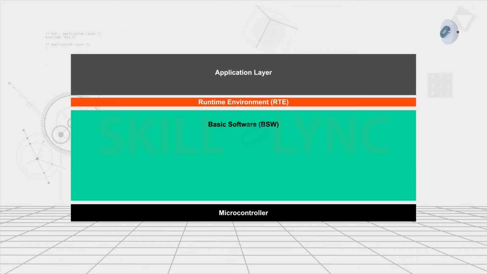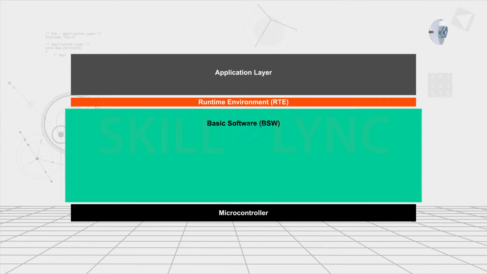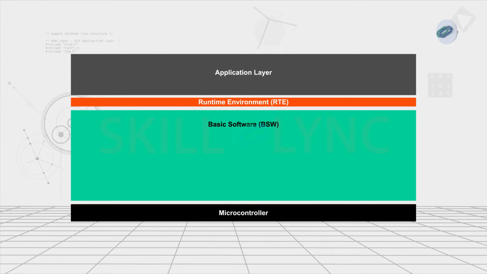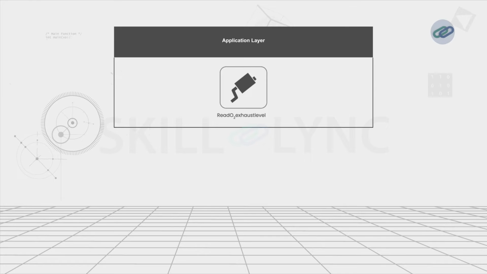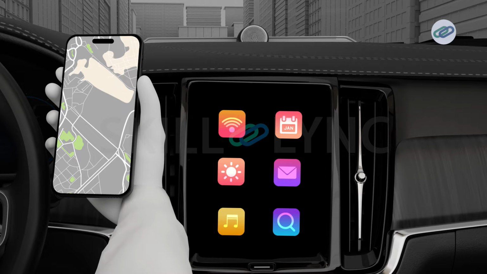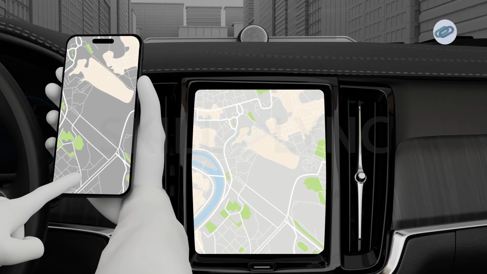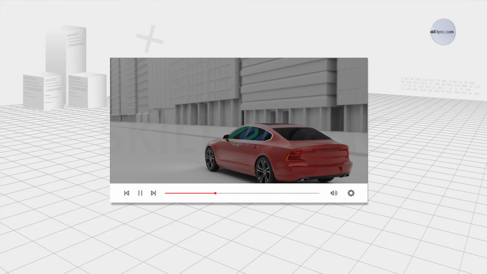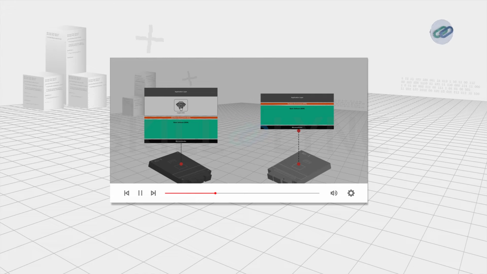Classic AutoSAR's layered structure is made of the application layer, runtime environment, and basic software layer. Each layer plays a fundamental role to ensure smooth operations across software and hardware systems. This well-defined architecture enhances software organization, promotes modularity, and simplifies maintenance. As a whole, this drastically brings down software complexity and improves adaptability to the evolving automotive software demands. For more on AutoSAR's layered architecture, check out our previous video.